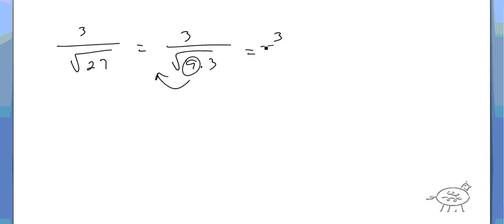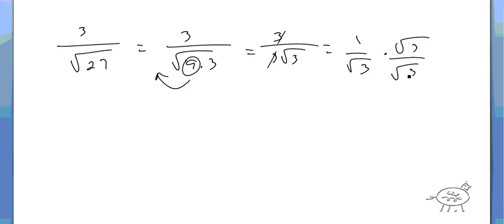3 over root 27. Well, let's simplify that radical. Isn't that 9 times 3? I could take out a 9, and I have 3 over 3 root 3. So now those cancel because they're both outside the radical, and I have 1 over root 3. If you leave it like that, you're going to lose your credit because you have a radical in the denominator. You rationalize that by multiplying the top and the bottom by root 3 over root 3. So you get root 3 over 3.